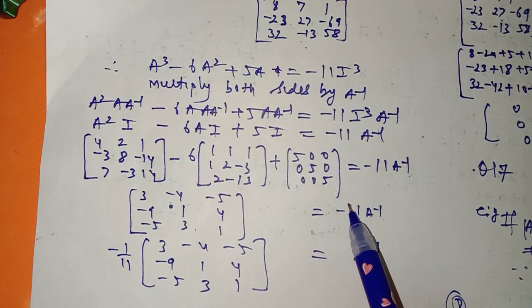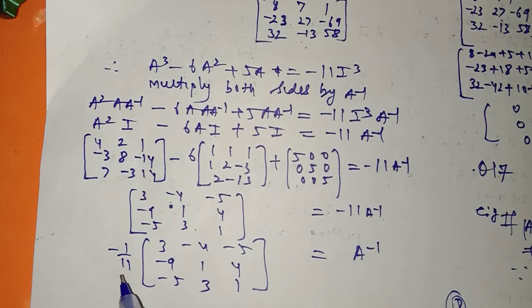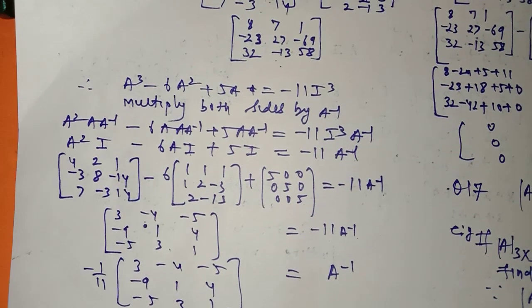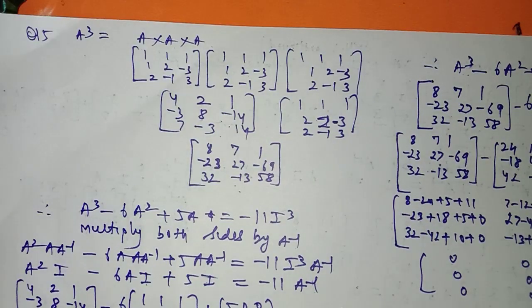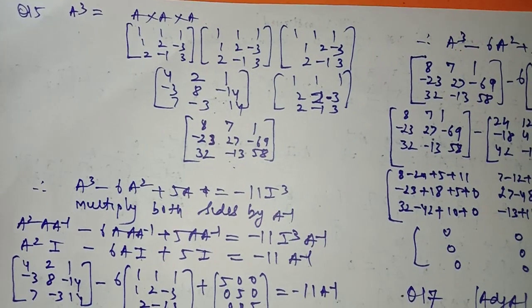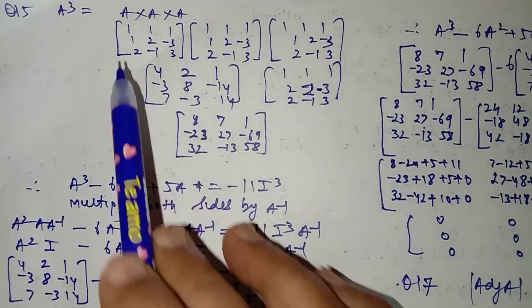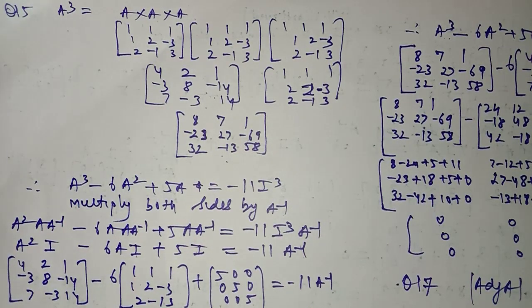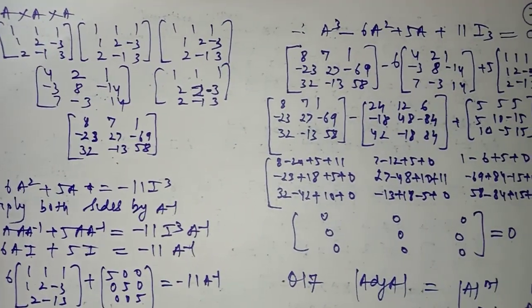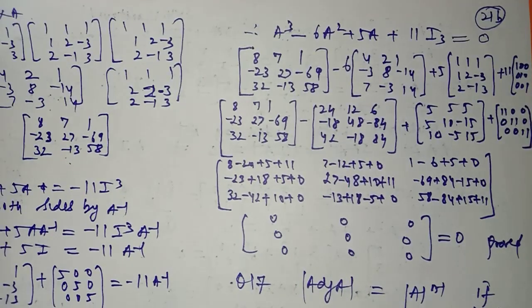And A inverse will be equal to, you take this to the left hand side, minus 1 upon 11. So this is the value of the inverse of a matrix by using the equation. And in this we have A cube, so you should have a good hand to find A cube. A cube means A into A into A. You first find A square, that is A into A, then multiply with the last matrix. So see it very carefully. This is the method to find the A inverse by using the equation.